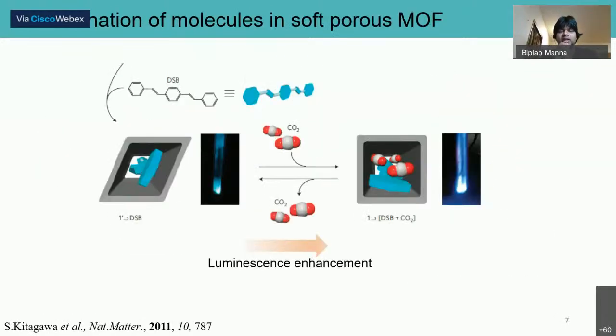In the next slide, Susumu Kitagawa et al. showed that when a particular guest is incorporated in a MOF, as you see on the left side, the fluorescence of the MOF is not so high. And when it takes up carbon dioxide, the fluorescence is enhanced. This means there is a cooperative interaction as well as sensing or recognition of the molecule, with the synergistic effect of the incorporation of this dye molecule, DSB. This kind of phenomenon is very important for recognition purposes.